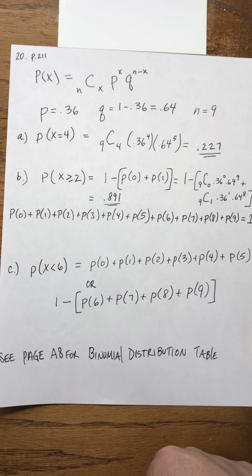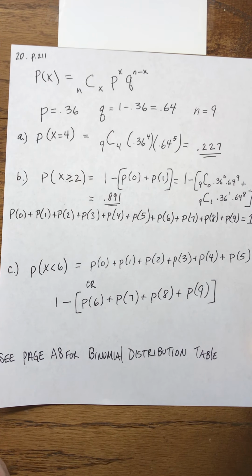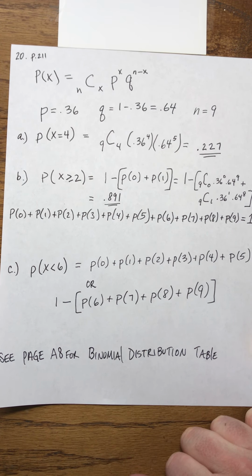So number 20 says 36% of U.S. adults favor the use of unmanned drones by the police agency. You randomly select 9 adults. Find the probability that the number of U.S. adults who favor the use of unmanned drones by police agencies is exactly 4, at least 2, or less than 6. So remember, a binomial distribution is where you have 2 choices.